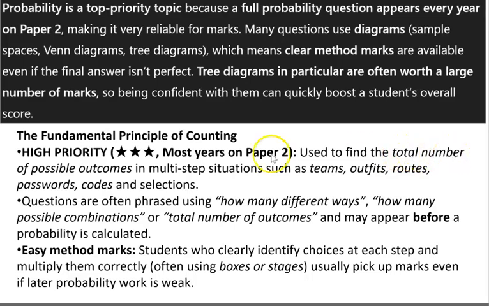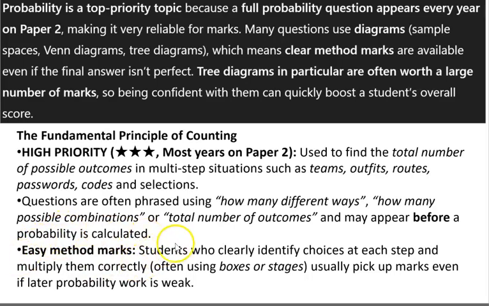It's used to find the total number of possible outcomes in multi-step situations such as teams, outfits, routes, passwords, codes, and selections. Questions can often be phrased using how many different ways, how many possible combinations, or total number of outcomes, and may appear before a probability is calculated.